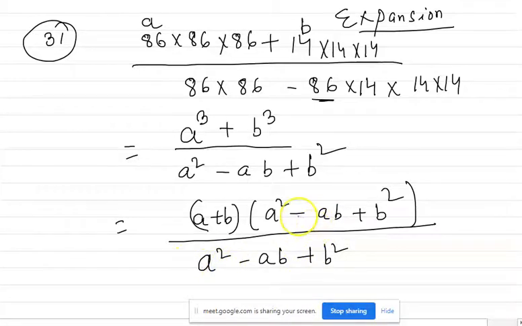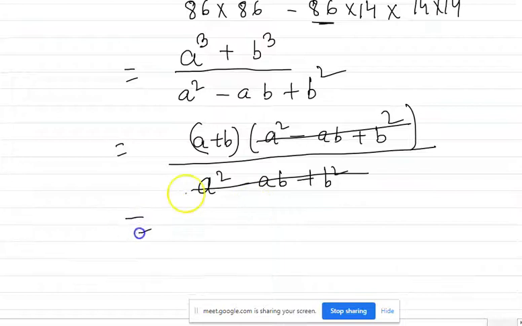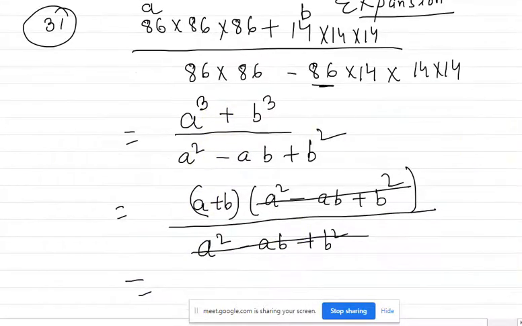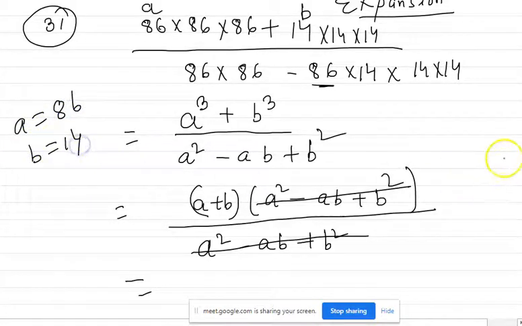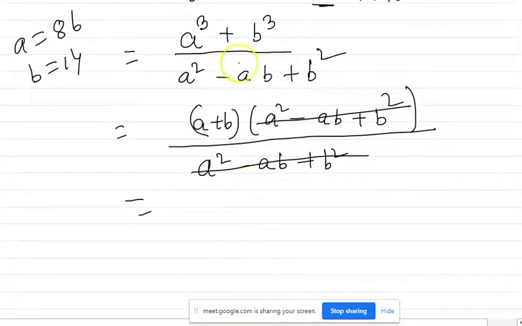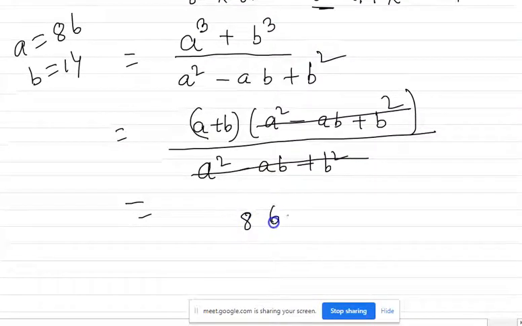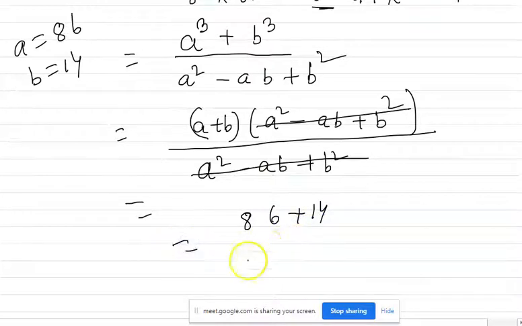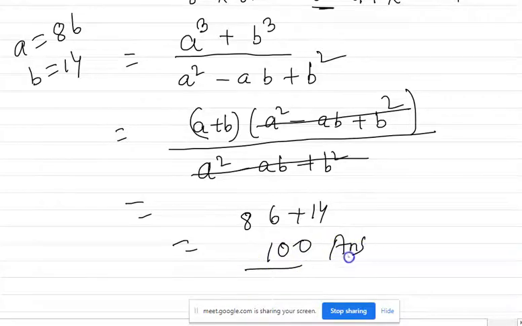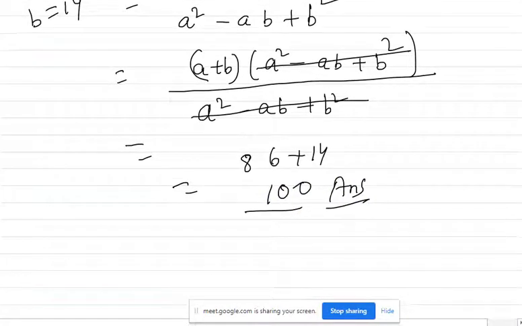Now this one and this one cancel. Alright, these are the same terms, so this will be cancelled. Are you getting? Now what is the value of A? A we have taken 86 and B we have taken 14. So what remains is A plus B. So A is 86 and B is 14. So 86 plus 14, that is 100. So this is our answer. Alright. Till now, any doubt you have? Yes, sir. Okay, fine. Very good.